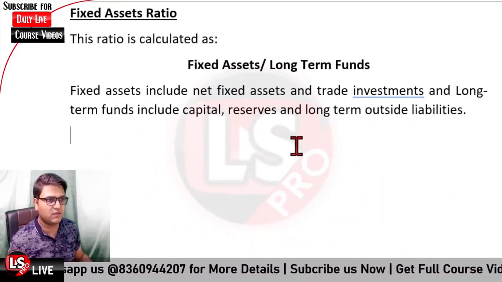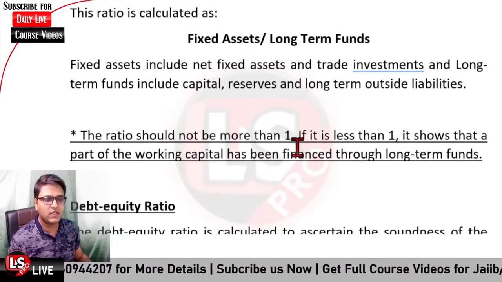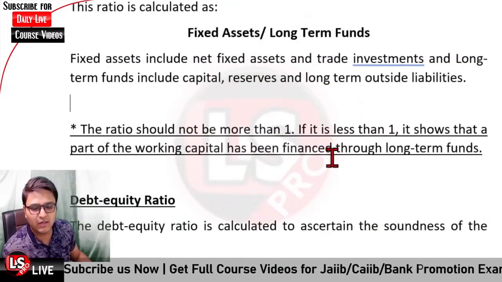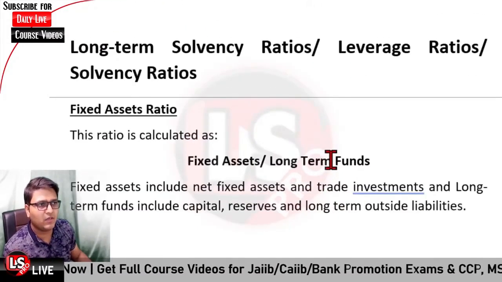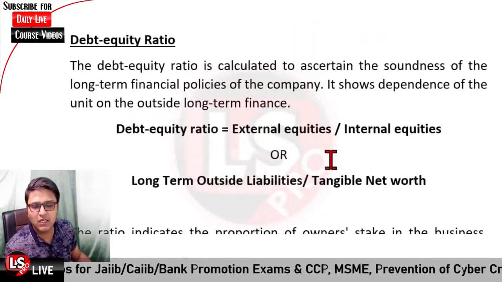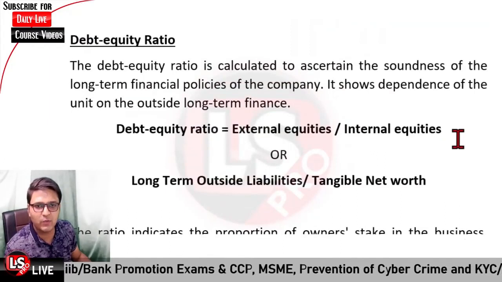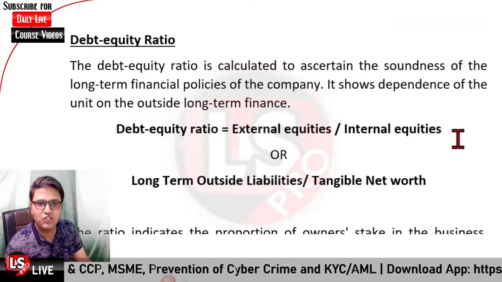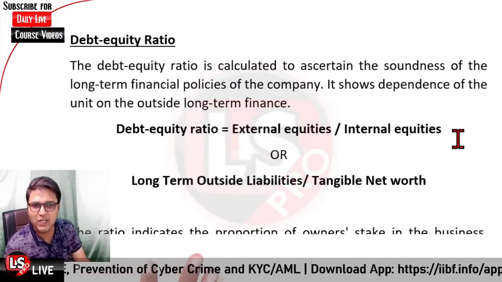Then it is regarding the DER. Basically we are learning about the long-term solvency ratios, and the second ratio is the DER. Now what is DER? It is the debt equity ratio. It is basically related to financial leverage. Now what is financial leverage?